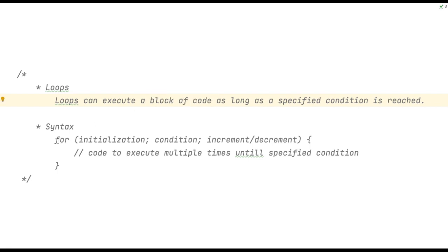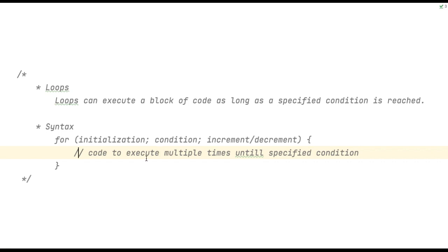The syntax for this is for, which is a keyword, and an open bracket, and then initialization. It is optional. If we want to initialize any variable with a value, we can write it. And the condition, it is required. Based on this condition only, it decides whether to execute the block of code or not. If this condition is true, it executes the block of code. And the third parameter is increment or decrement. It is also optional. If you want to write any increment or decrement functionality, you can write it.